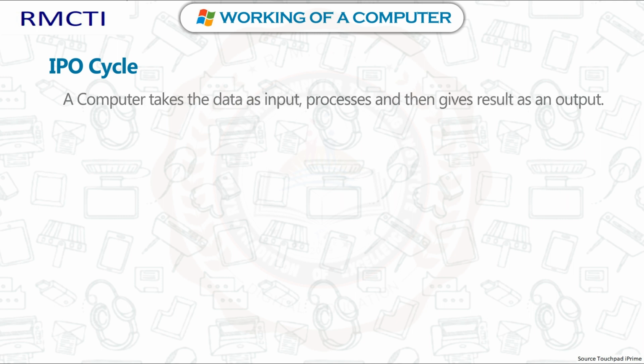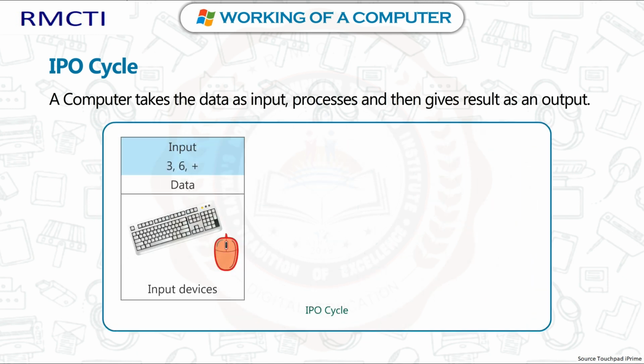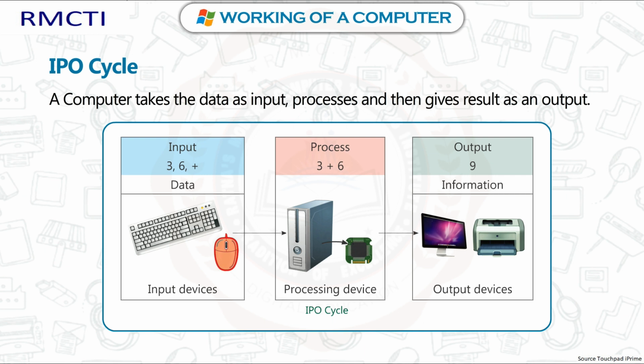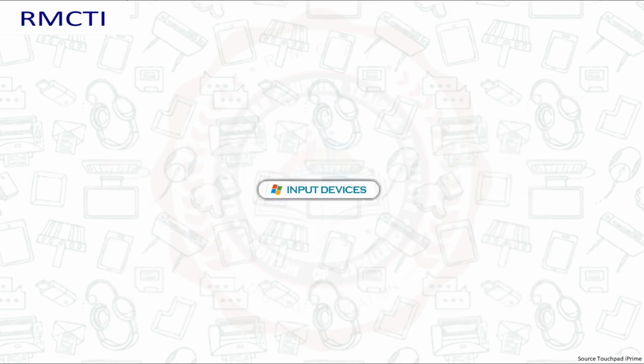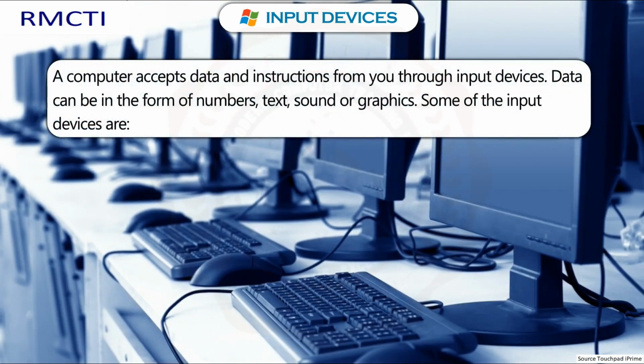IPO cycle. A computer takes the data as input, processes, and then gives result as an output. Input: 3, 6, plus, data. Process: 3 plus 6. Output: 9, information. Input devices. A computer accepts data and instructions from you through input devices. Data can be in the form of numbers, text, sound, or graphics.